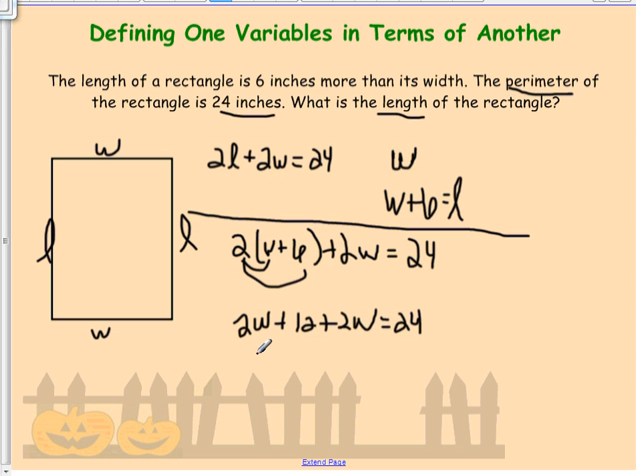Okay, so we'll combine our like terms. So we have 4W plus 12 equals 24. And we'll subtract 12 from both sides. Those will go away. And now we have 4W equals 12. So our width is 3.